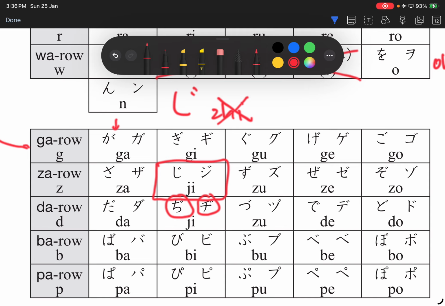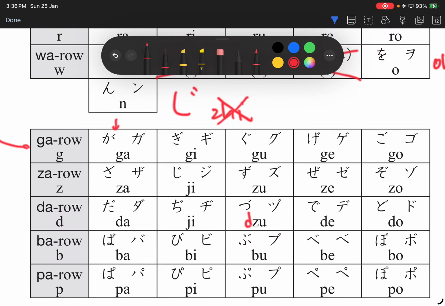Okay, next. Sorry. Why is the zu and the du for the u sound? This one? Yeah, I haven't thought about this yet. Oh, let me explain this. Okay, so next one, this is z.